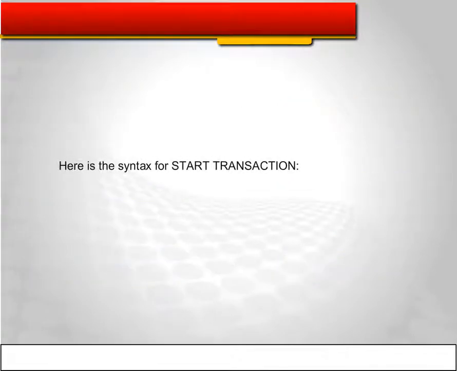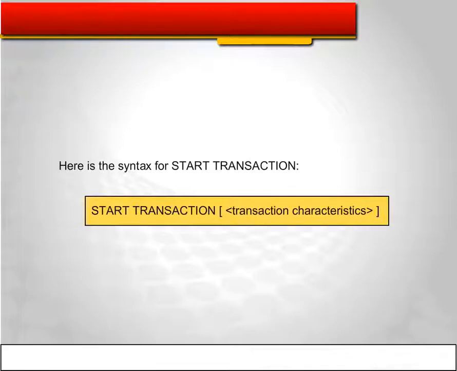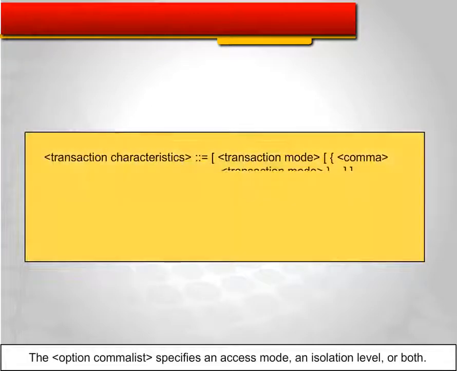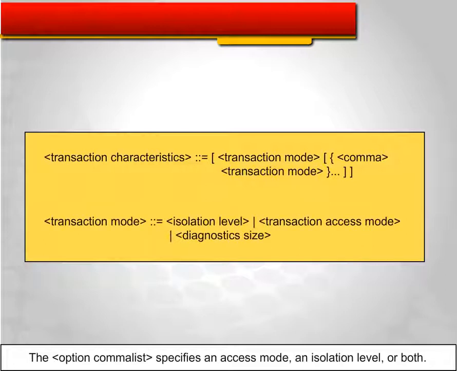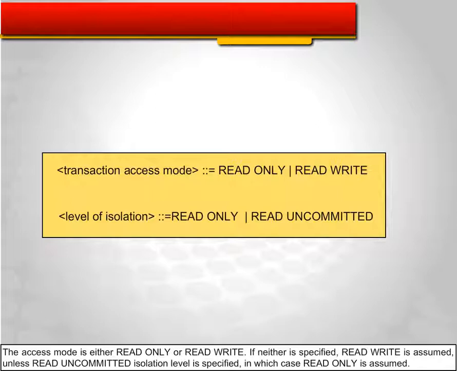Here is the syntax for START TRANSACTION: START TRANSACTION, transaction characteristics. The option comma list specifies an access mode, an isolation level, or both. The access mode is either read-only or read-write. If neither is specified, read-write is assumed, unless the READ UNCOMMITTED isolation level is specified, in which case read-only is assumed.